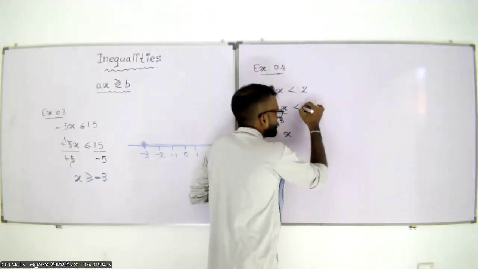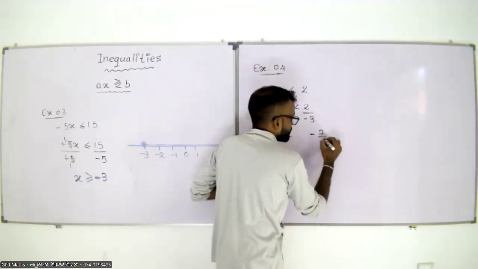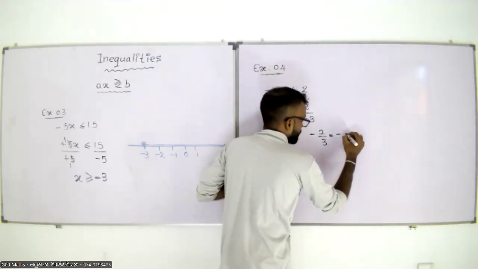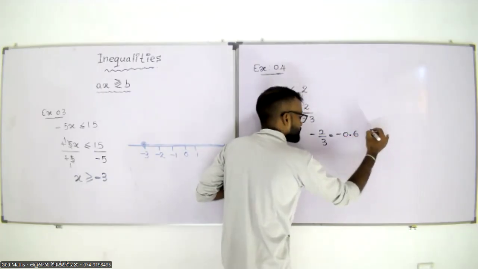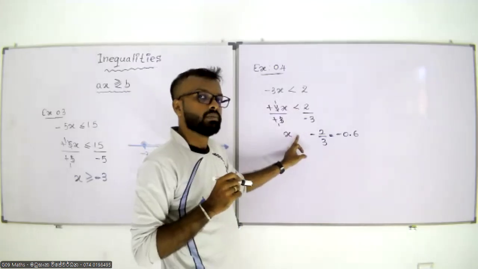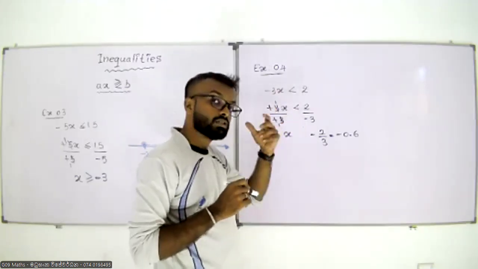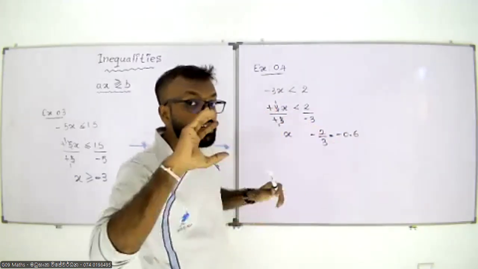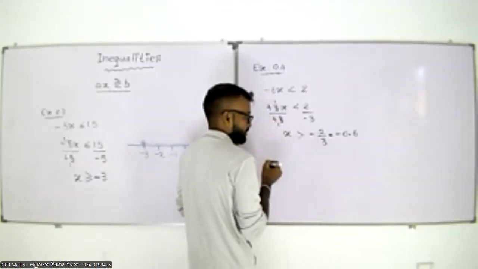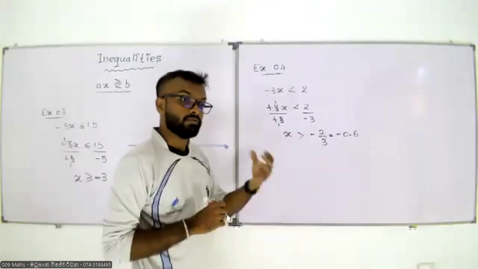So positive divided by negative, negative. 2 divided by 3, I will write minus 2 divided by 3 as it is. Or you can say this is negative 0.6666. Right? And what happens to the inequality mark? Previously you had this, but when you have divided both sides by a negative number, it flips like this.